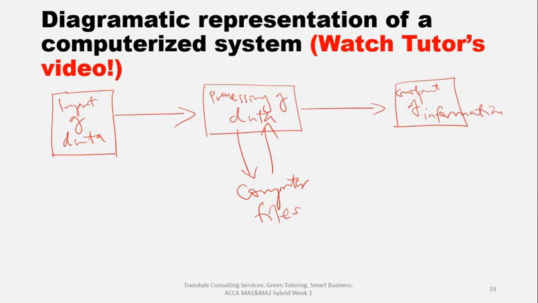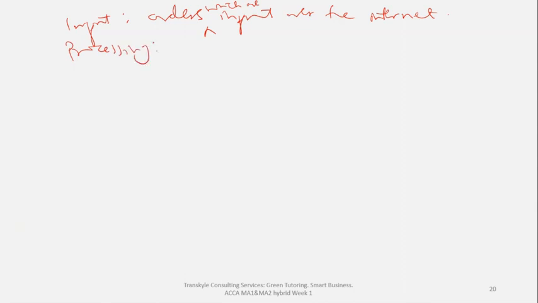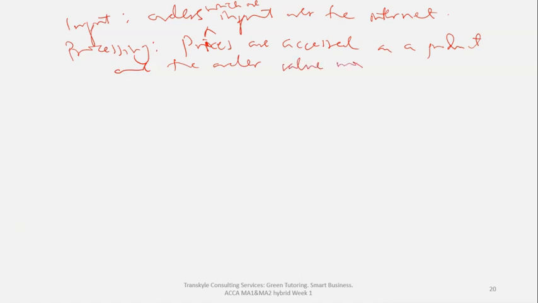All right. So, for example, when we talk of input, these could be orders which are input over the internet. So the computer system will be gathering those orders which are being input through the internet. Then processing: prices are accessed on a product and the order value worked out.